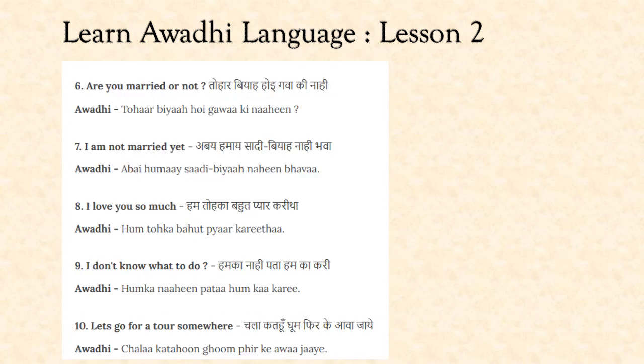Are you married or not? तोहार बियाह होई गवा कि नहीं. और तोहाय, तोहार और तोहाय both can be used. तोहार बियाह होई गवा कि नहीं. I am not married yet. अब हमारे शादी बियाह नहीं भवा.